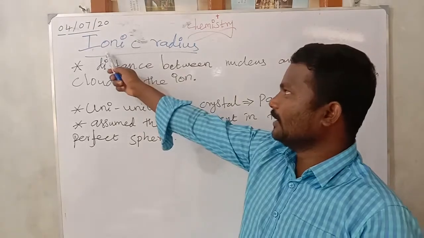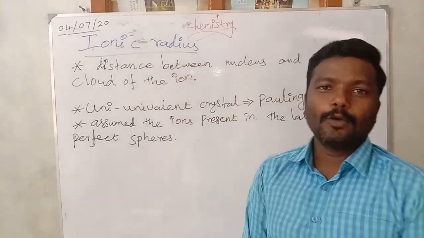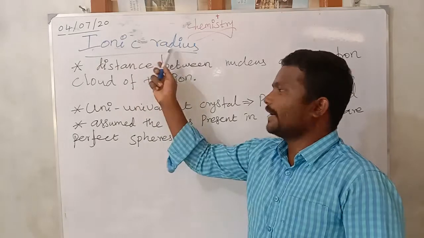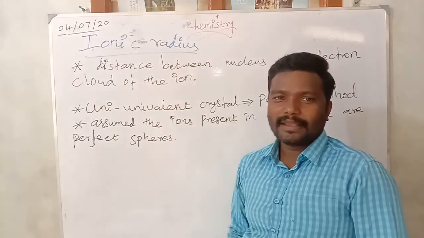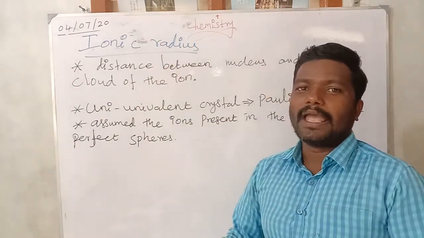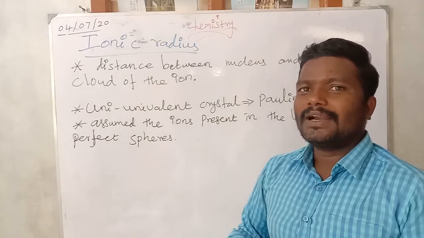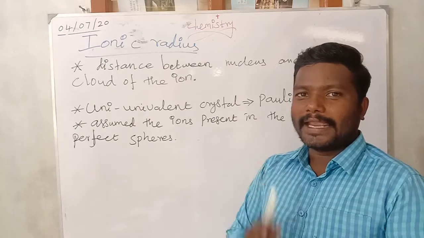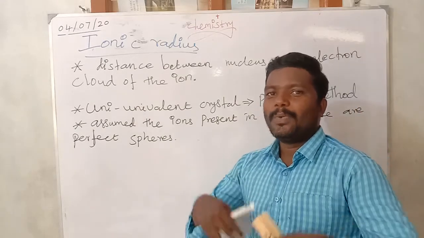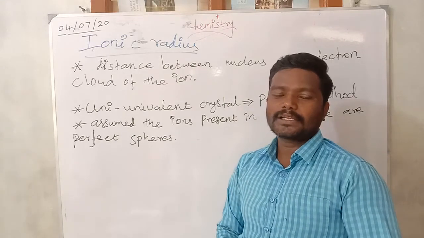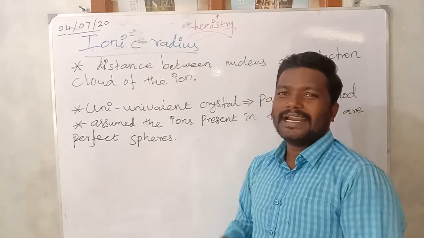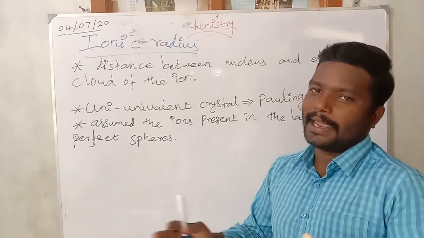We are going to learn ionic radius, how to find ionic radius. What is ionic radius? Radius of an ion. What are the ions? We know that cation and anion. A positive charge ion is called cation. A negative charge ion is called anion.